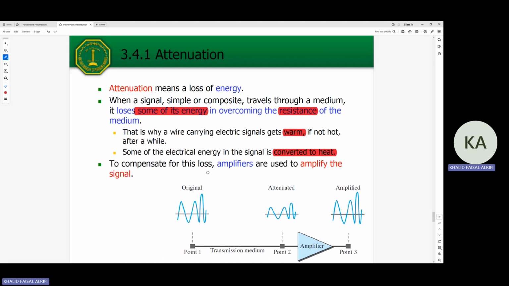So in order to solve this problem, we add amplifiers in the middle of the transmission medium. This was the original signal. Then it became like this because of the transmission medium. So the amplifier's job is to make it look, after amplification, like the original signal, and then it will get to point 3, the receiver side, where it will receive the wave as it was sent at the beginning. So the solution for attenuation is the amplifier.